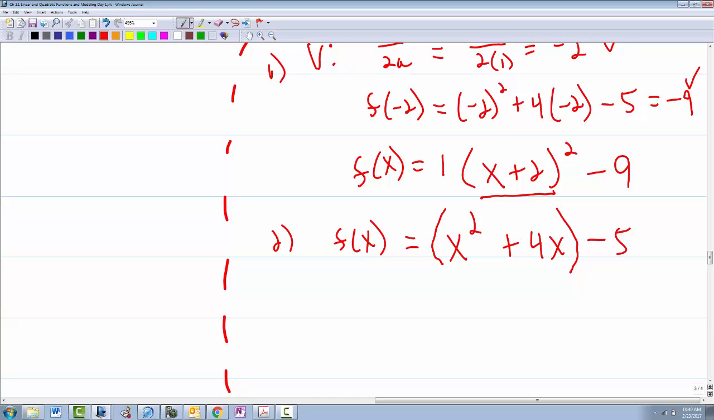The reason I can't group these right away is this is a 1x squared, so we're good. Anyone ever complete the square before? Okay, I knew that. I thought so from your other school. All right, now, just answer me this question.